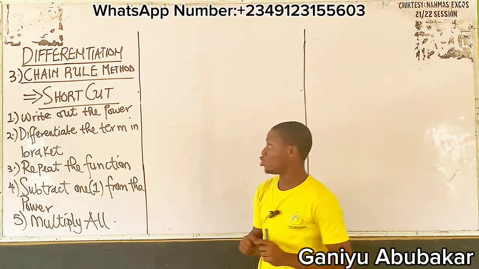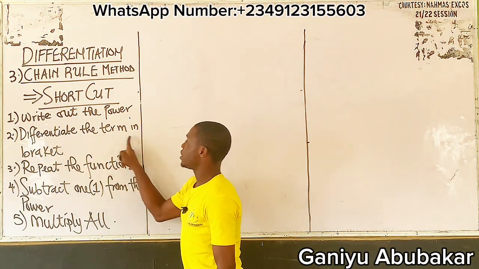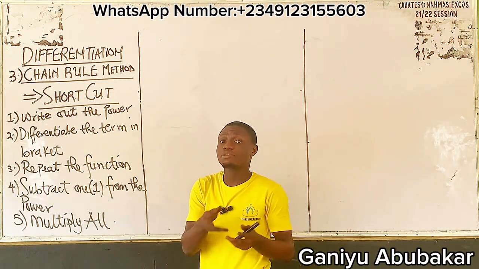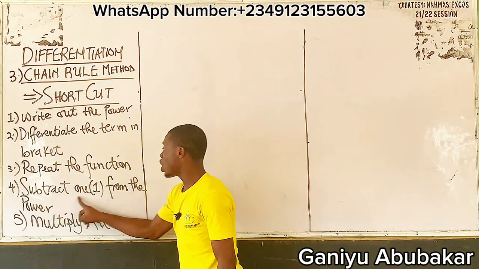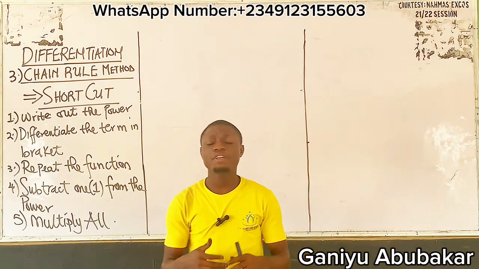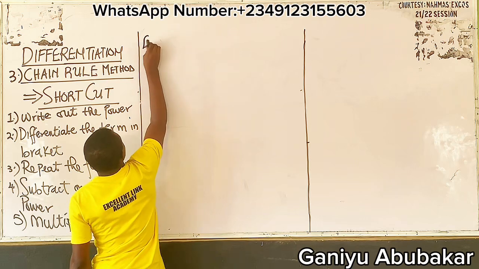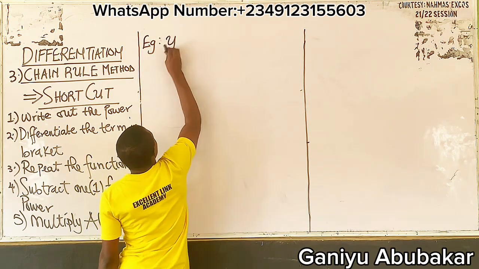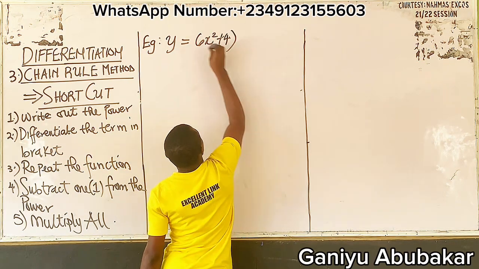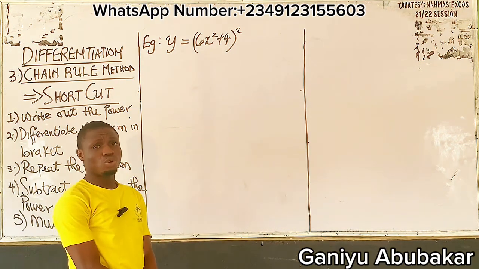Your first task is to write out the path. When you are done, differentiate the term in brackets. Next, repeat the function, perhaps the question, then subtract 1 from the path and multiply all. So let's take a few examples and apply these steps. Example 1: let's say I'm given that y is equal to (6x squared plus 4) all to the power 2. I want to apply the chain rule shortcut to this.